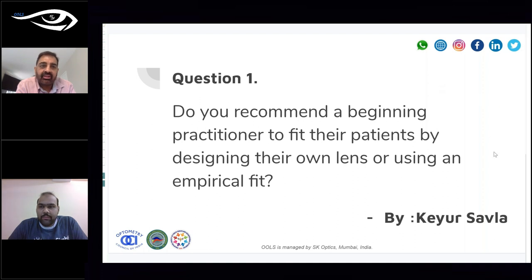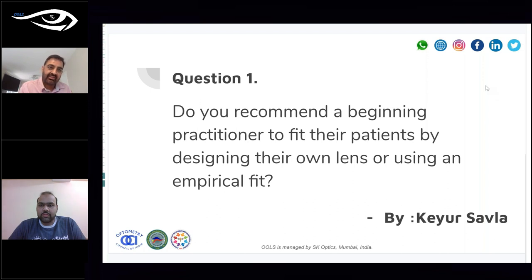I would advise empirical fit at the moment because you will need somebody to guide you, somebody to hold your hand. So first of all, choose something simple. At the same time, empirical is the best way to do it because there will be some technician who will help you along the way. If you get further up, you will then have a mentor. If you decide to do a fellowship or something else, then you can get mentors to help you design lenses at the same time.